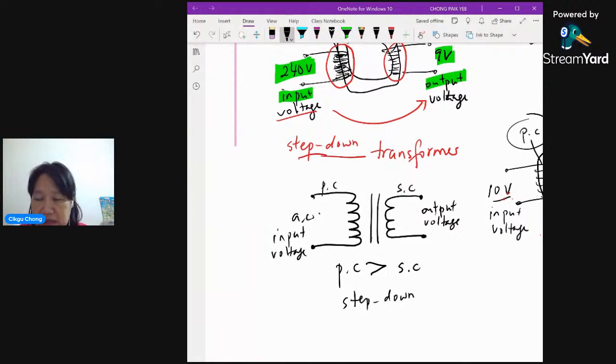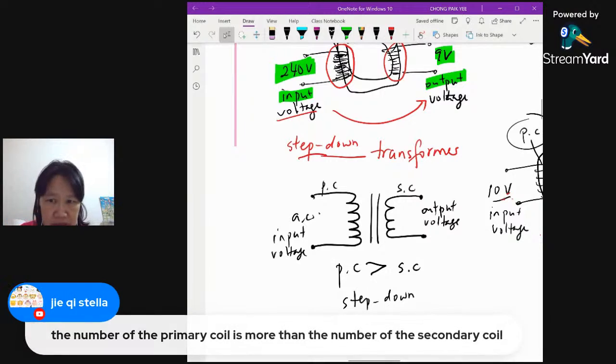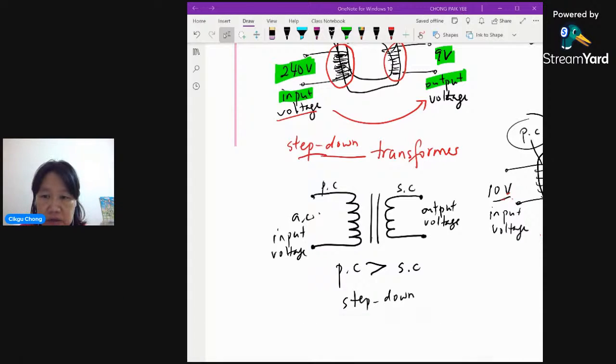All right, so Stella, you write that the number of primary coil is more than the number of secondary coil. This is for the step down. This is one of the indications, one of the characteristics of a step down transformer. You would see primary coil more than secondary coil.